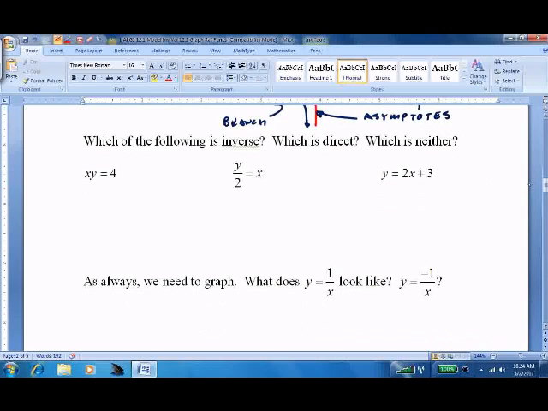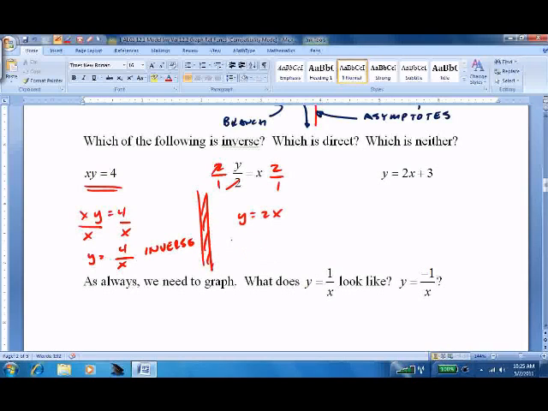So, some problems. How do we determine if it's inverse? Well, this one's easy. That's actually the definition. If we take x and divide it out, get y equals 4 over x. That is definitely inverse. This one, we get rid of the 2 by moving it over. Get y equals 2x. That is direct.